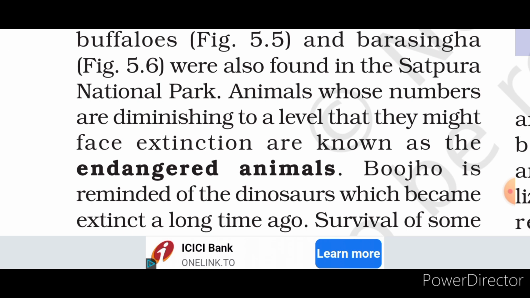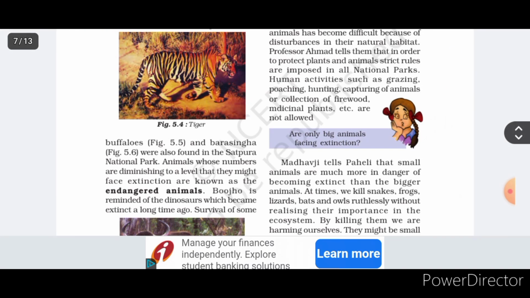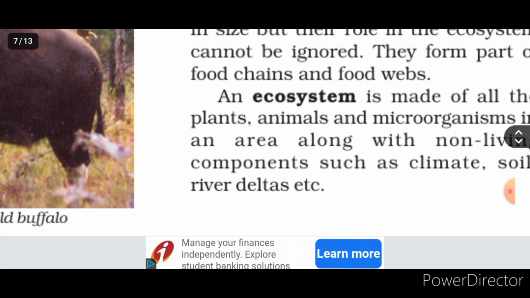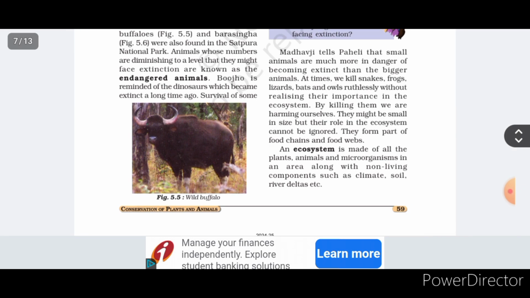Endangered animals. Animals whose numbers are diminishing to a level that they might face extinction are known as endangered animals. Ecosystem. An ecosystem is made of all the plants, animals and microorganisms in an area along with non-living components such as climate, soil, river deltas, etc.